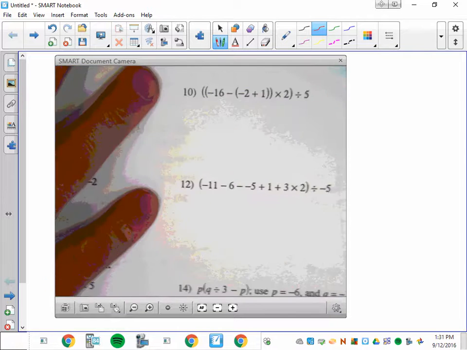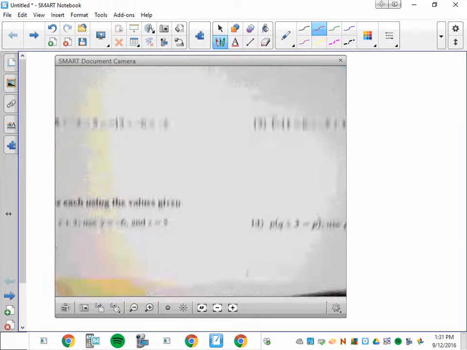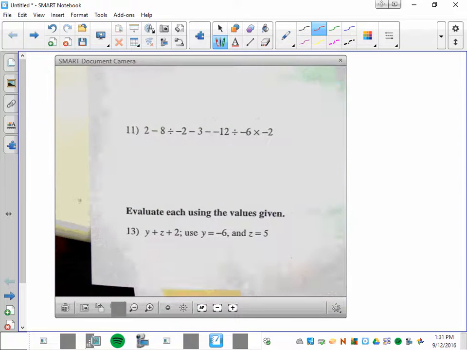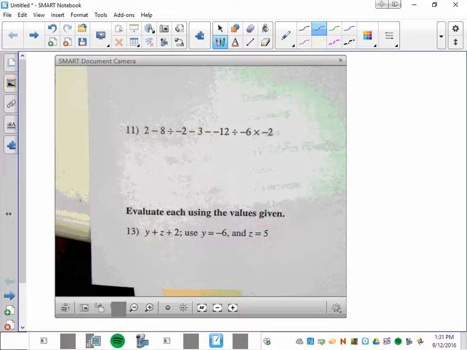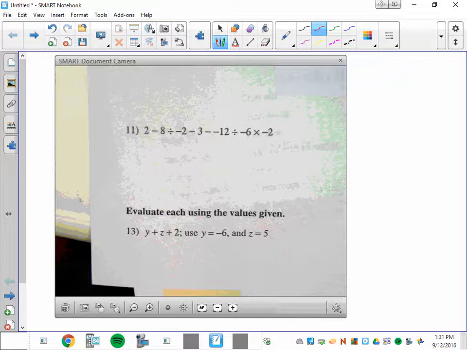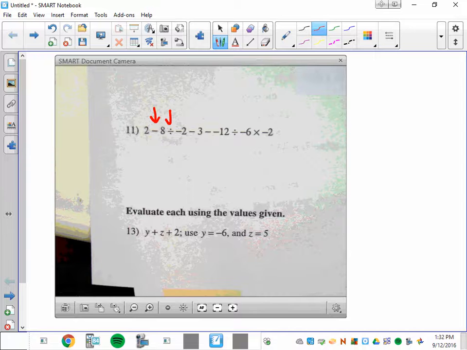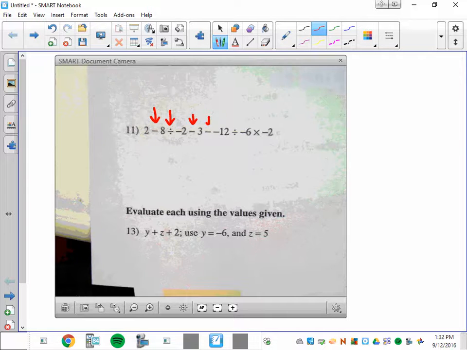Look at number 11. How many operations do you see inside number 11? There are 6 operations. There are more symbols than that, but not every symbol is an operation. Negatives are not operations. So there's a subtraction, a division, a subtraction, a subtraction, a division, and a multiplication. Which of all of those is first?